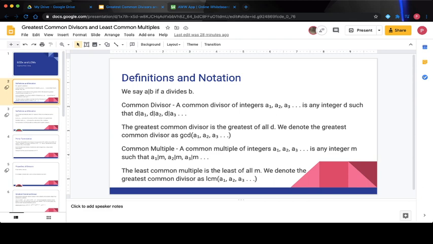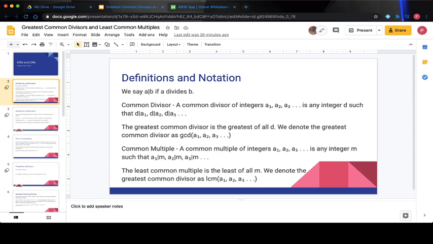A common divisor of a group of numbers is any integer d that divides all the numbers. So for example, if we have the numbers a1, a2, a3, and so on, a common divisor of all of them is any integer d such that d divides a1, d divides a2, and d divides all the numbers. The greatest common divisor of all these numbers is the greatest of all possible d.